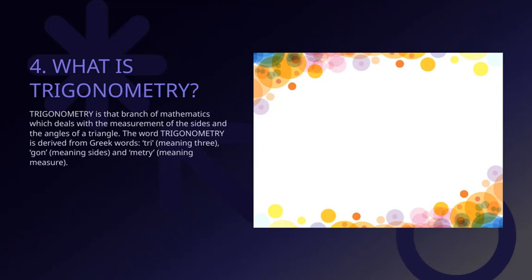Let's explore what trigonometry actually is. Trigonometry is a branch of mathematics that focuses on measuring the sides and angles of a triangle. It might sound simple, but it's incredibly powerful and has many practical applications. The word itself comes from Greek origins, tri meaning three, gon meaning sides, and metri meaning measure. So essentially, trigonometry is all about measuring the properties of triangles. As we move through this presentation, you'll see how understanding these measurements helps us solve real-world problems involving angles and distances.